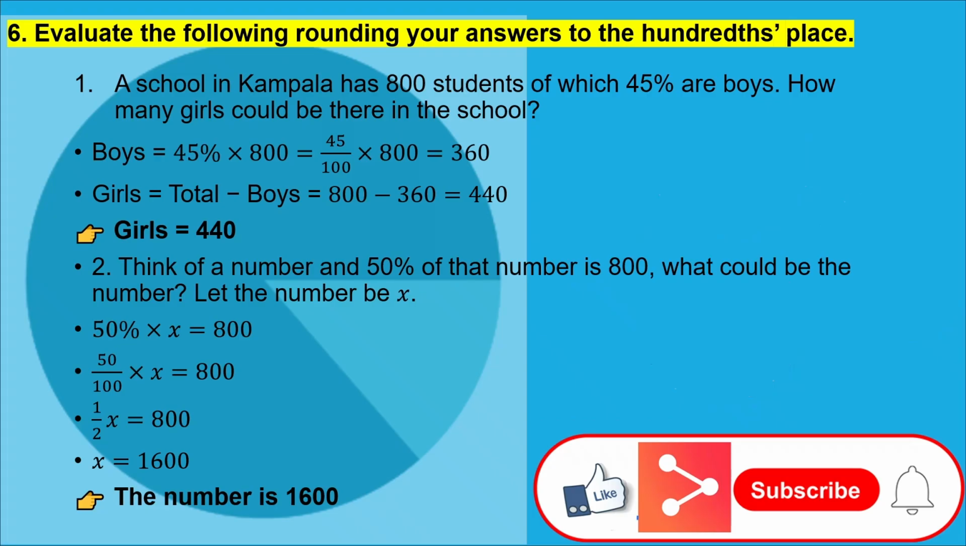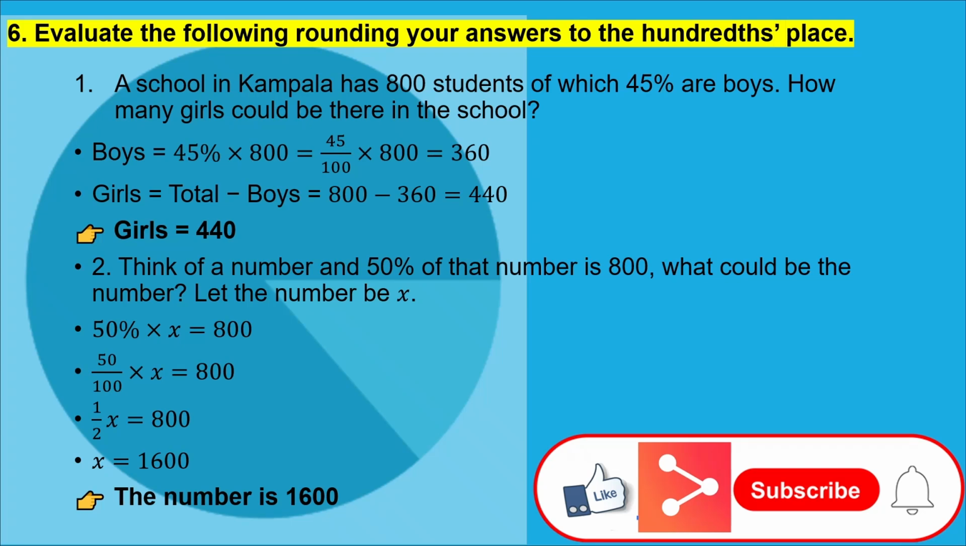The school in Kampala has 800 students, of which 45% are boys. How many girls could there be? So the boys are 45% of 800, you multiply and you get 360. Then the girls will be the total 800 minus the boys 360, that makes it 440 girls.